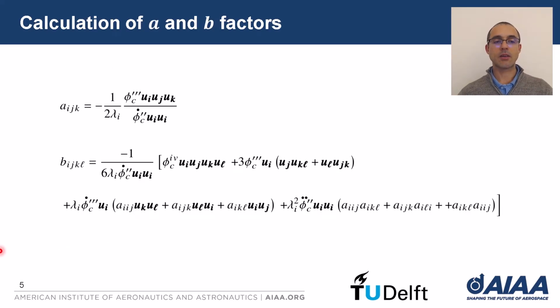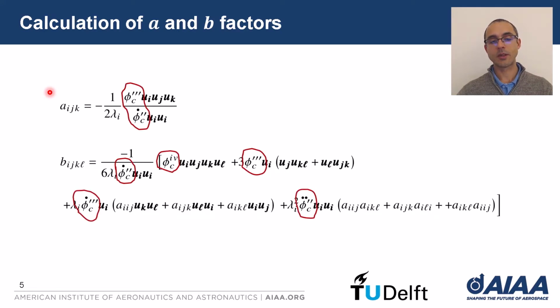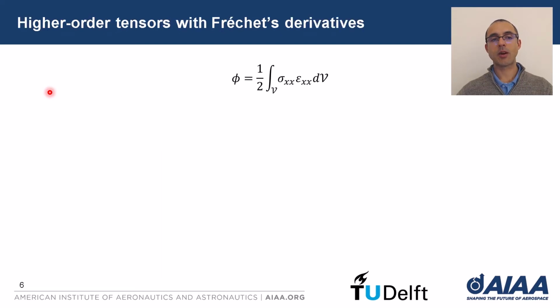To calculate our A and B factors, we use the equations shown on this slide. The derivation of these equations is discussed in more details in the manuscript. What I want to emphasize more in this presentation is the presence of these higher order derivatives of the total potential energy functional. Here I want to discuss a bit more the formulation and especially the notation that we decided to use in the displacement-based formulation.